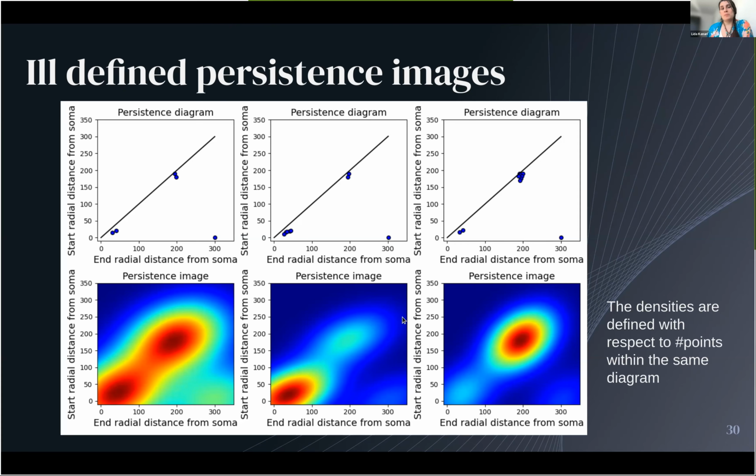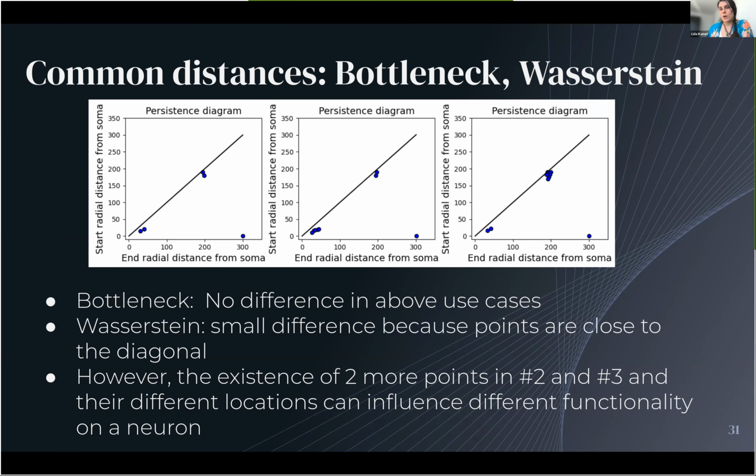Here is the problem. So here I have one persistence diagram of 5 points. And in the second one, I added some points close to the soma, and in the third one, I added points far away from the soma. So if we take a look at the first and the second one, we would assume that the difference is in the tufts, but that's not the case. And again, with the third one, if we take a closer look, we might be confused and assume that there are fewer branches in this structure close to the soma. The problem here is that densities are defined with respect to the number of points within the same diagram. So this might create a confusion on where the differences are localized.